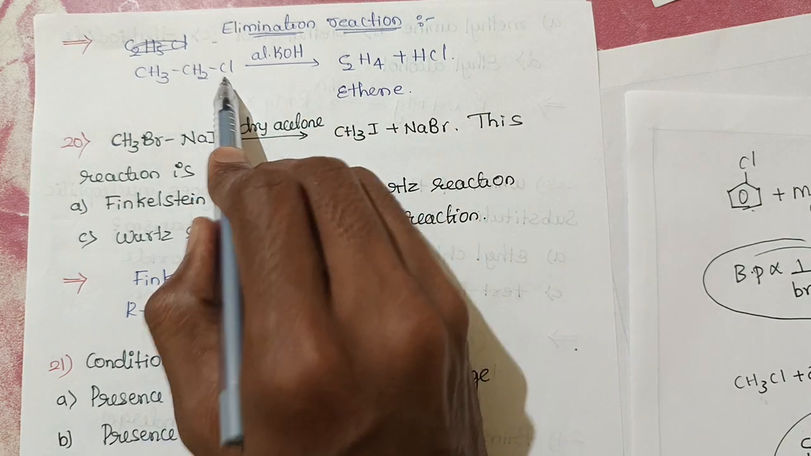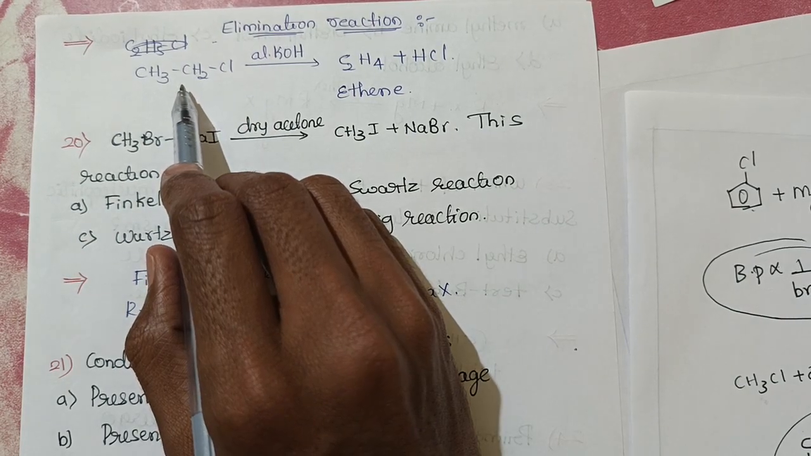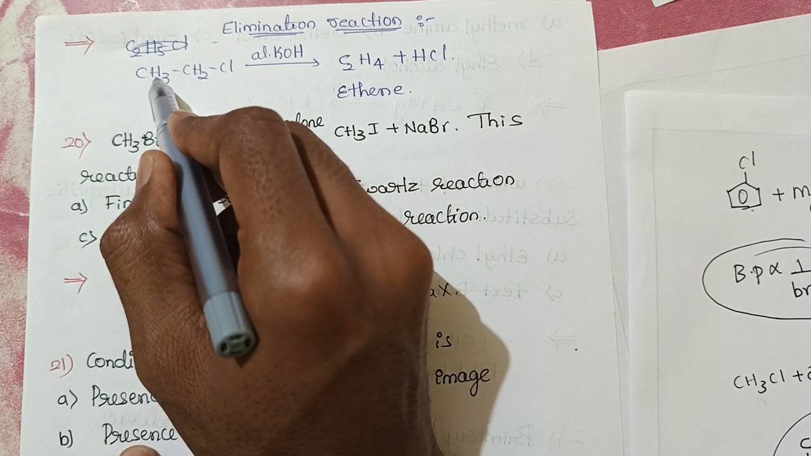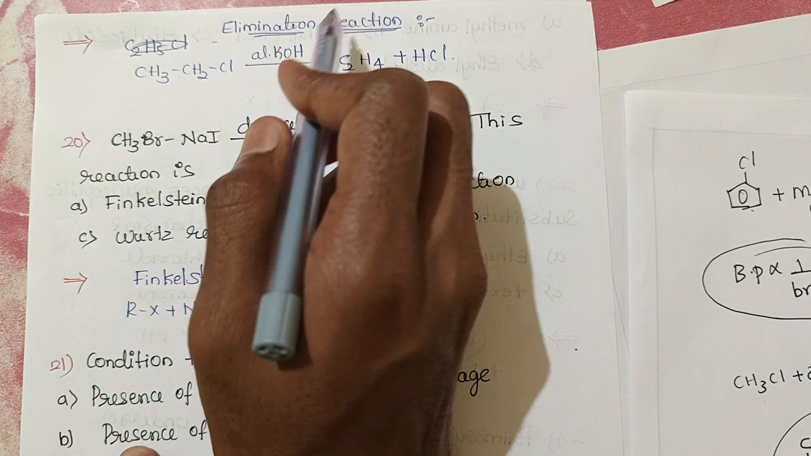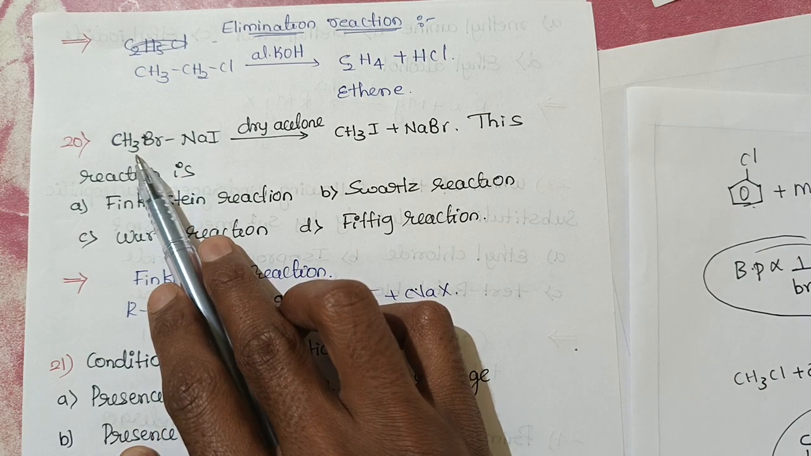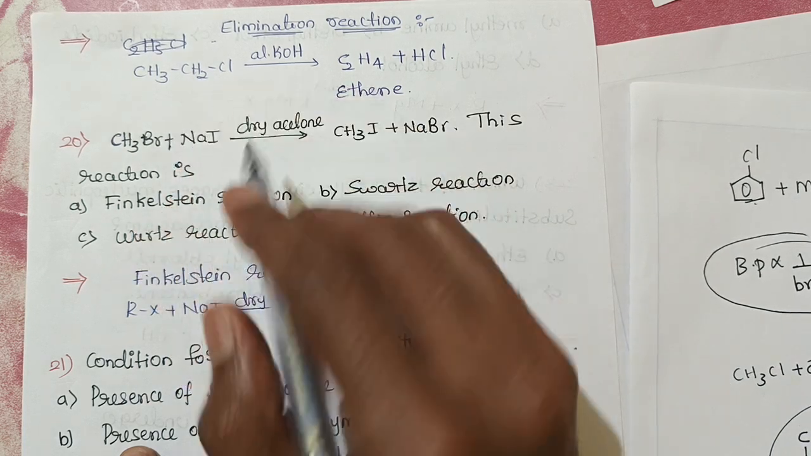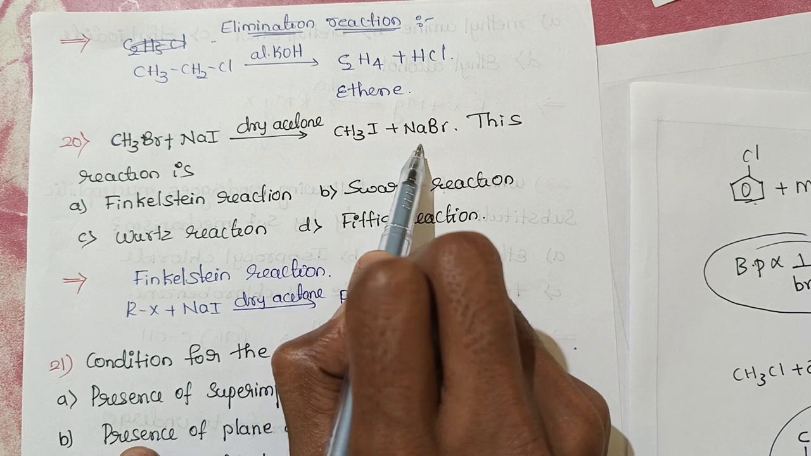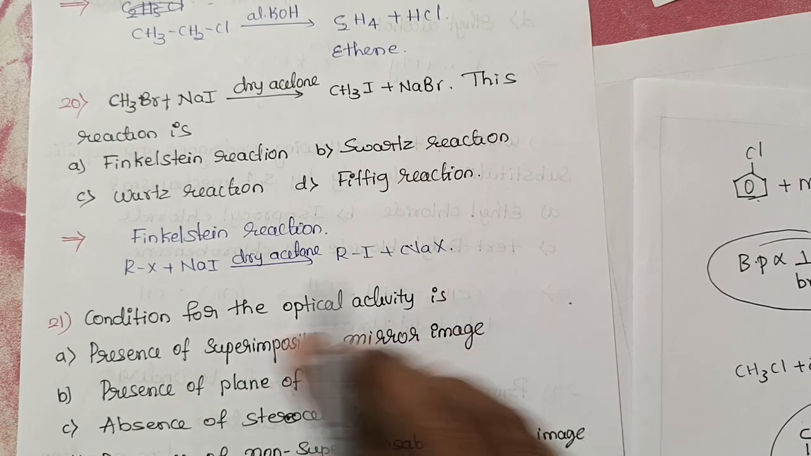So here it is chlorine, so CH3CH2 will be like this. Here I will remove one H from here. So H plus OH, H2O goes out. Clear? So like this, ethene is formed. The next question is again very simple. Methyl bromide plus NaI, sodium iodide, in presence of dry acetone, forms methyl iodide plus sodium bromide. This is a well known reaction, called the Finkelstein reaction.